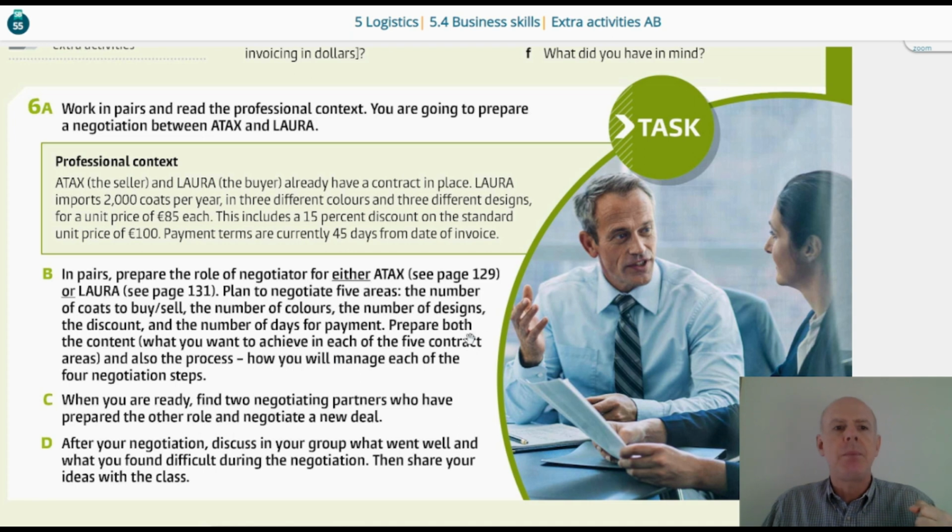parameters here. Prepare both the contracts, what you want to achieve in each of the 5 contract areas, and also the process, how you will manage each of the 4 negotiation steps. Very interesting. But I can't show you everything. I have prepared their positions here. I believe that we can learn a little more about the context of each of the roles. But when you're ready, find 2 negotiating partners who have prepared the other role and negotiate a new deal.